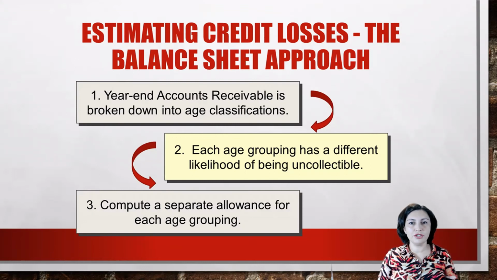When using the balance sheet approach, first, classify the accounts receivable by age. Second, for each age group, determine the likelihood of being uncollectible. Third, for each age group, calculate a separate allowance amount. Finally, add up all the allowance amounts to get the balance in the allowance for doubtful accounts.